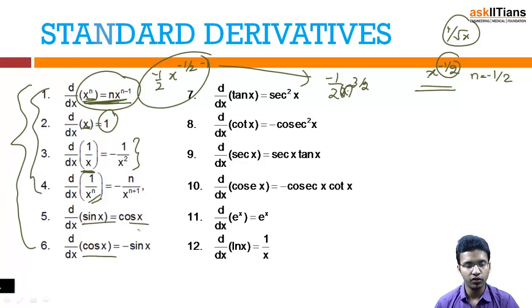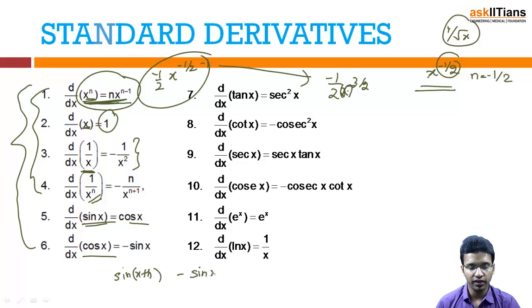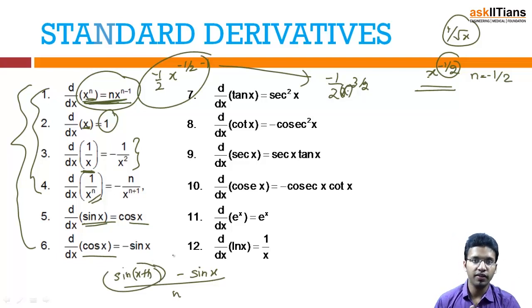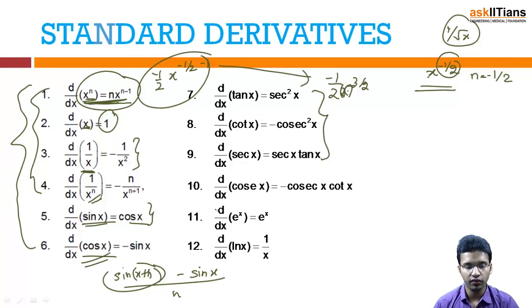Trigonometry you have to remember, plus you can derive it also using that principle. Just take sin of x plus h minus sin x over h. Just open up this thing and simplify, and you will get the final answer as cos x. Similarly for this one you can expand. For these things you can check, for the 6 trigonometric functions. Now this is very important.